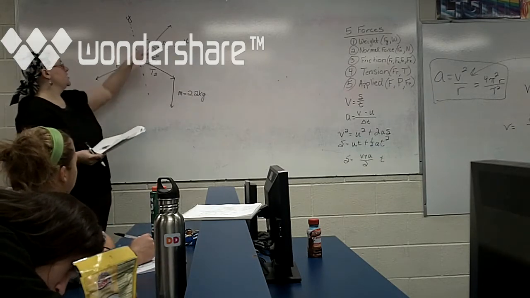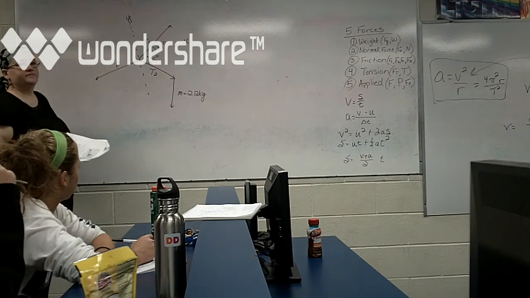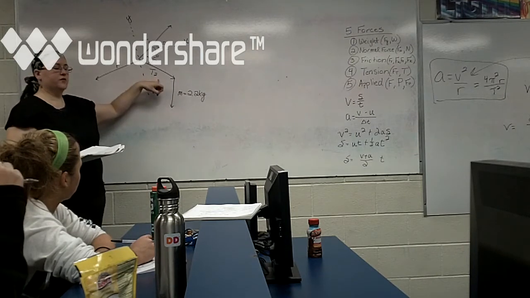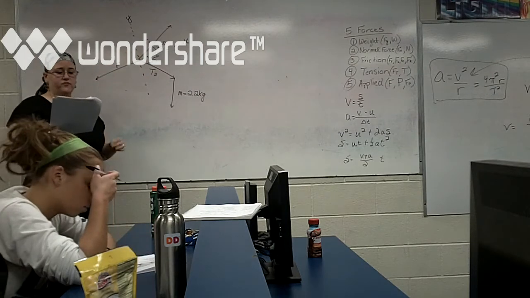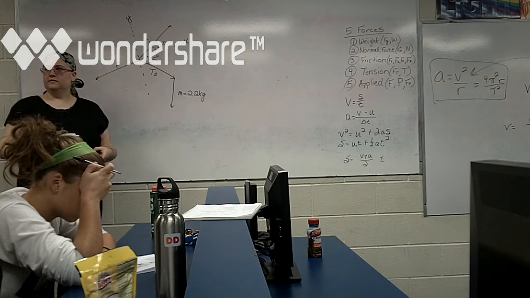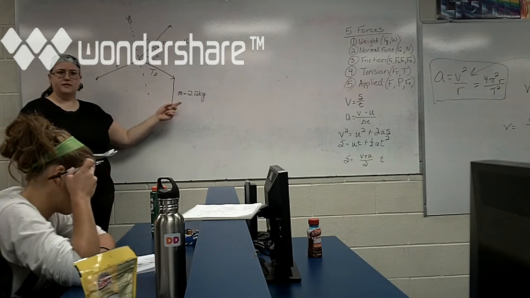So what causes the tension T1 and T2? The weight. This acting down is going to cause the tension here, which is going to cause the tension there. So in fact, what do we know? T1 is equal to T2, which is equal to that.